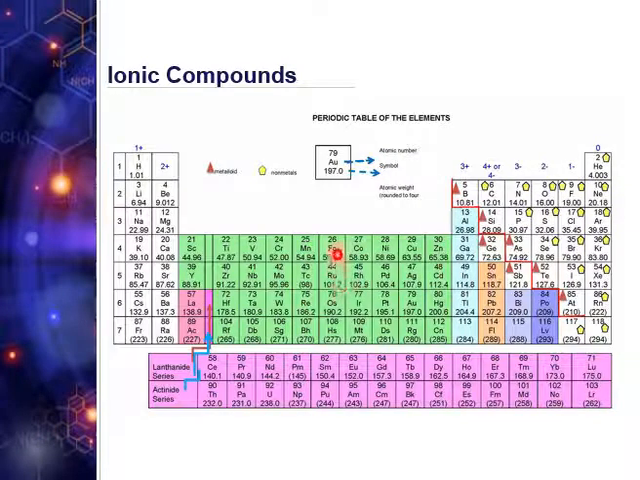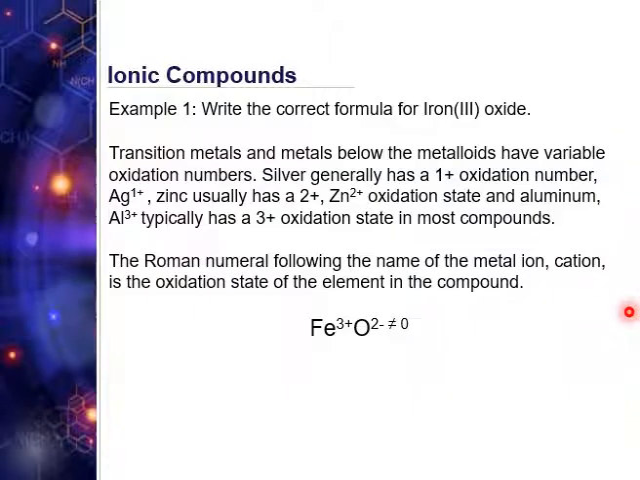Iron is a transition metal. All the ones that are colored are transition metals, the lanthanide series and then the actinide series, and metals below the metalloids can have variable oxidation states. Iron is a +3 in this compound. Oxygen is a -2. A +3 and a -2 do not equal 0.